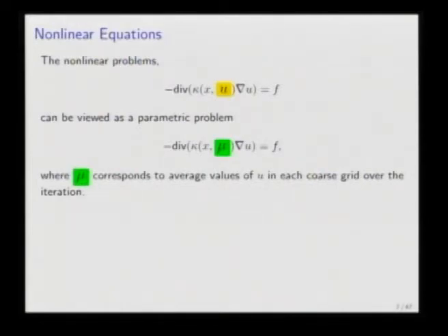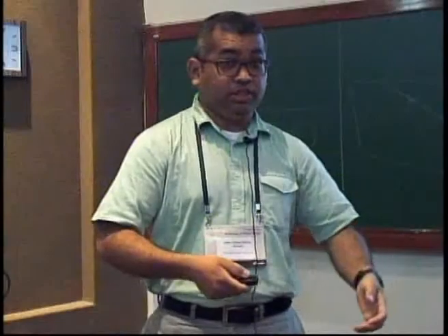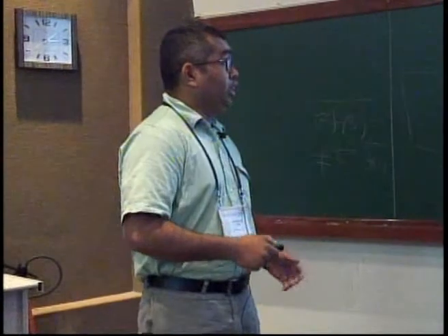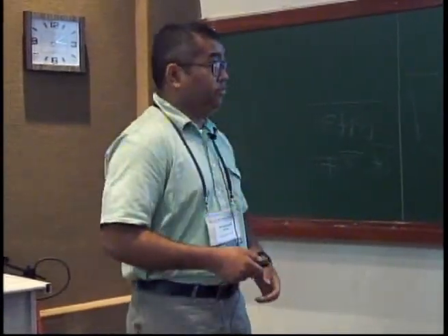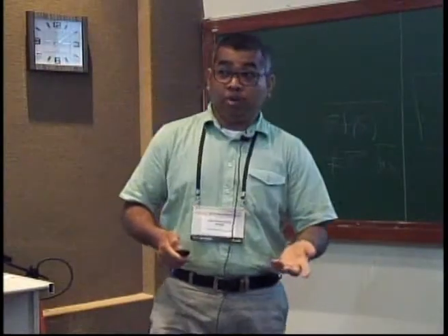Here the parameter is going to represent all possible values of u. That's how you usually do numerical upscaling or numerical homogenization. Usually this parameter is, for example, the mean value of your solution on a region through the iteration. If you can take account of that, then you will have a good solver for your equation. Time-dependent problems are the same.